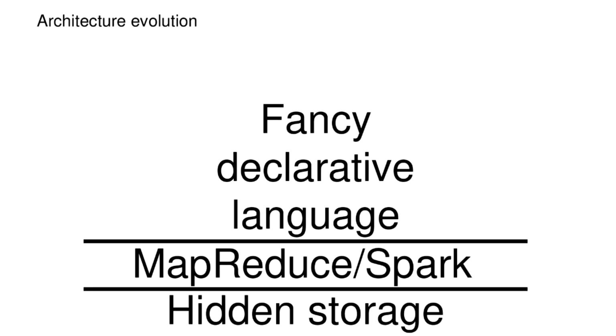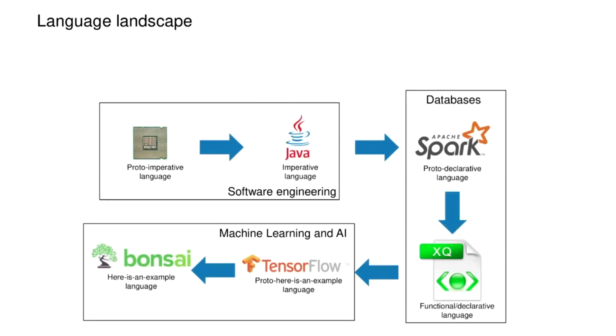So the evolution of the architecture in general goes in that direction, that you have the storage completely hidden, like BSON in MongoDB, nobody looks at it. Then you have some system like MapReduce or Spark in the middle, but also ideally in the future hidden, that people don't see that anymore either. Then you just have a fancy declarative language on top of this that makes it easy and straightforward for people to communicate with. And so this is the evolution.